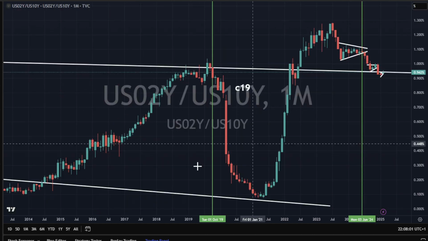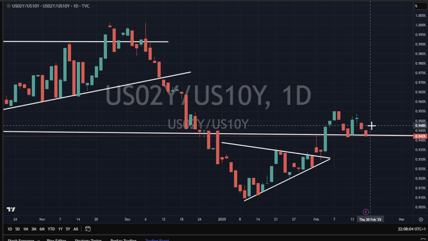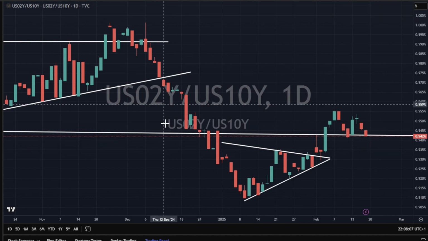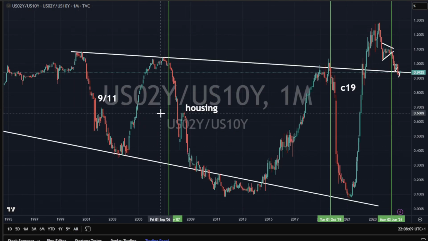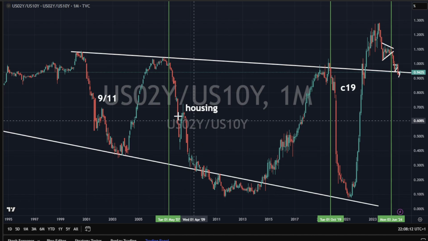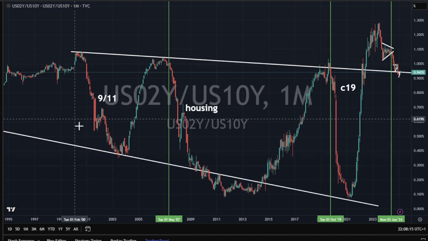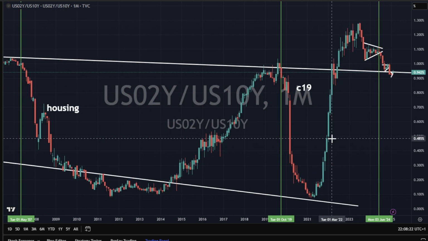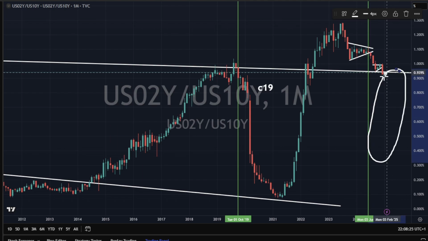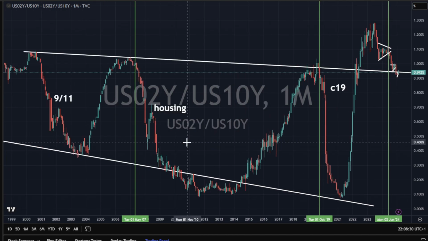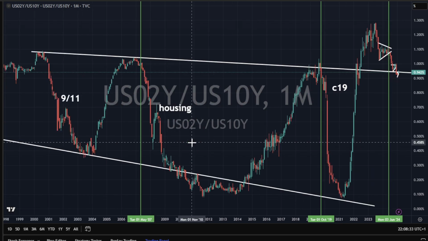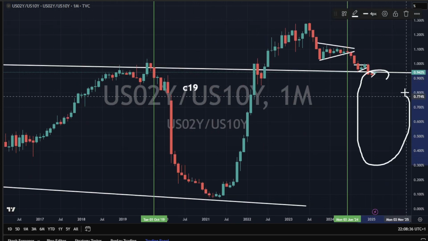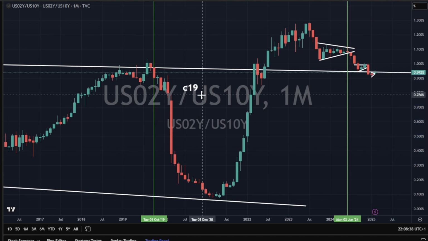The 2 and the 10 yield curve did uninvert today. We came back 0.41%. Now, the reason we watch this one is because we always get these events. The 9/11 event occurred back here. It was the housing crisis. We've got C19 here. And could something come that blows this to the downside? This is generally when they do it. What do I mean when they do it? Well, if they're going to pull something, they're going to pull something here. So we'll see what occurs here.